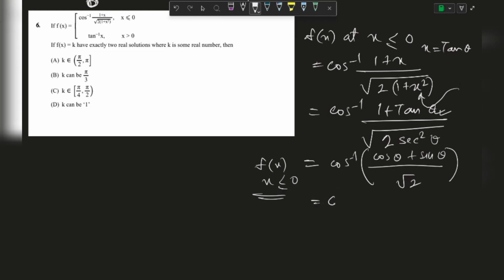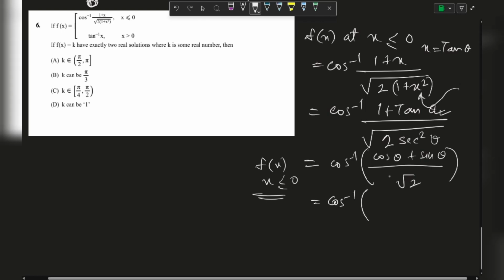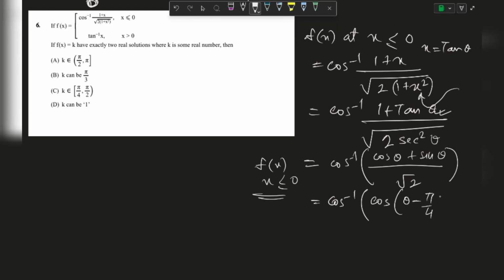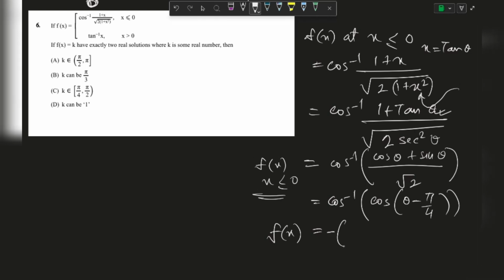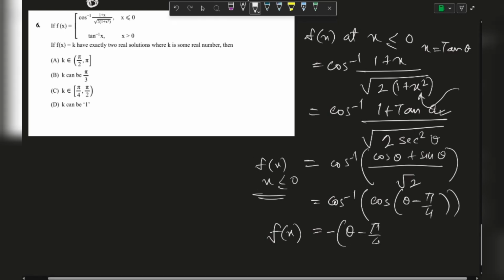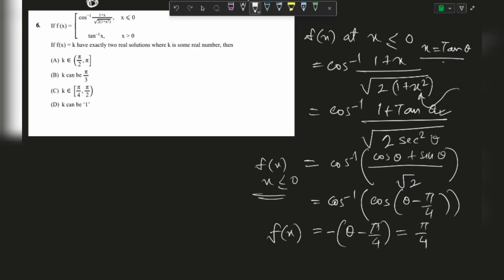Now you can write this as cos inverse of 1 by root 2 times cos theta plus sine theta. As we have cos inverse, it is better to write cos of theta minus pi by 4. So this f of x basically becomes, as x is less than or equal to 0, this will open with a minus. I hope you can understand why I am doing this. This is minus of theta minus pi by 4, basically pi by 4 minus theta. Now theta from here is tan inverse x, so this is pi by 4 minus tan inverse x.